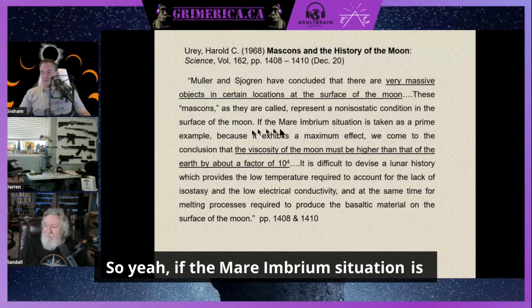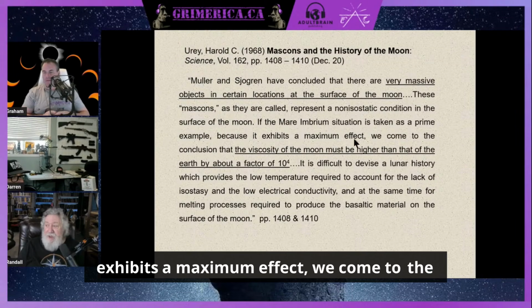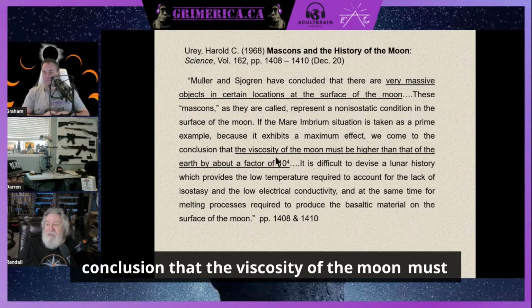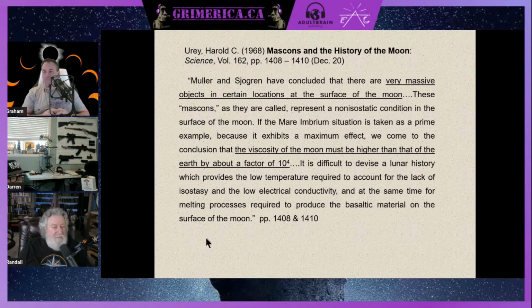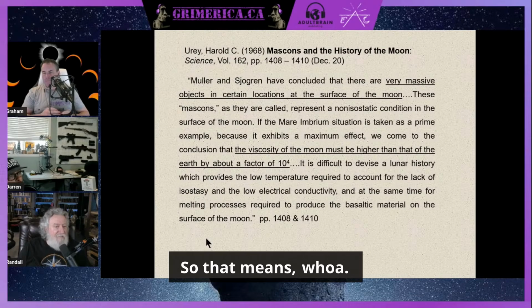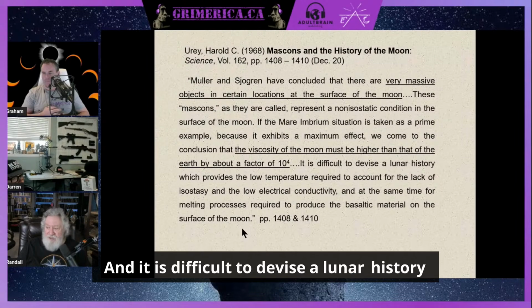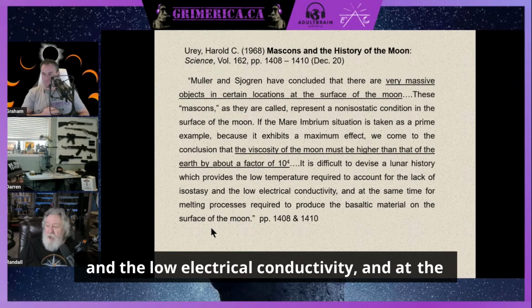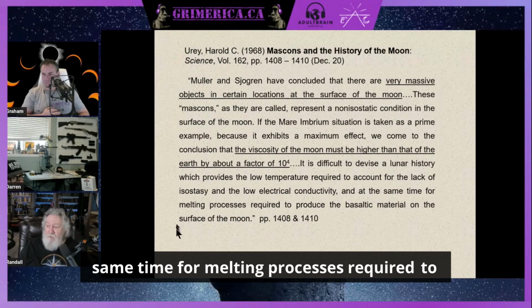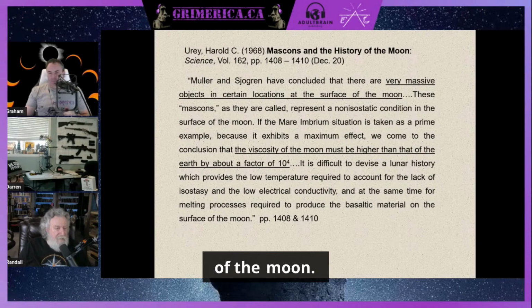So yeah, if the Mare Imbrium situation is taken as a prime example, because it exhibits a maximum effect, we come to the conclusion that the viscosity of the moon must be higher than that of the Earth by a factor of 10 to the fourth. So that'd be, whoa. Difficulties we're running into here. And it is difficult to devise a lunar history which provides the low temperature required to account for the lack of isostasy and the low electrical conductivity, and at the same time for melting processes required to produce the basaltic material on the surface of the moon.